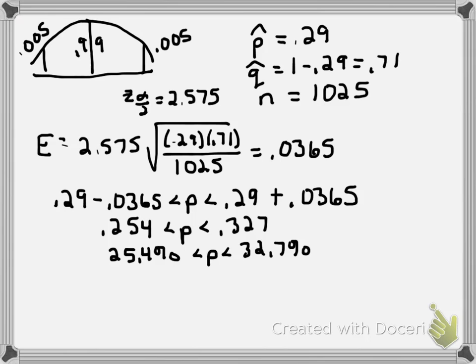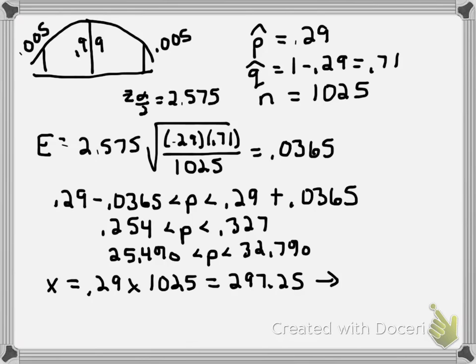Now you can also use your calculator to find the confidence interval. However, you will need to find x first. And x is equal to 29% of 1,025. And that should give you 297.25, but you would want to round that number to the nearest whole person, which would be 297.